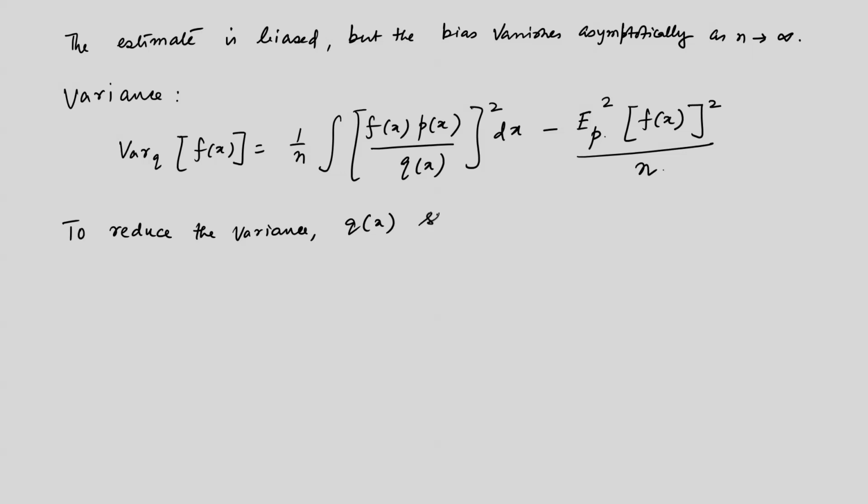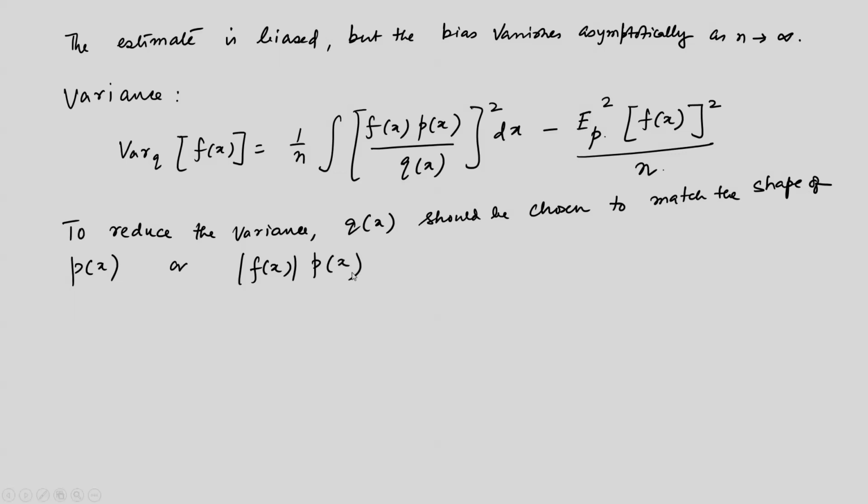And to reduce the variance, q(x) should be chosen to match the shape of p(x) or f(x) p(x). So, what I am trying to say is that q(x) is often proportional to p(x). So, in summary, a good importance sampling q(x) satisfies certain properties.